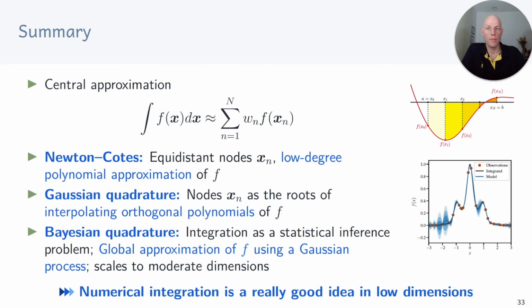To summarize, we looked at integral approximations and we discussed three methods for doing this. Newton-Cotes, where we used equidistant nodes and low-degree polynomials. Gaussian quadrature, where the nodes were the roots of interpolating orthogonal polynomials. And Bayesian quadrature, where we phrase integration as a statistical inference problem and use a Gaussian process to approximate f. But the overall takeaway from this is that if we operate in low or moderate dimensions, numerical integration is a really good idea.